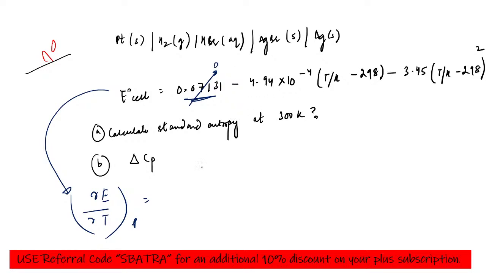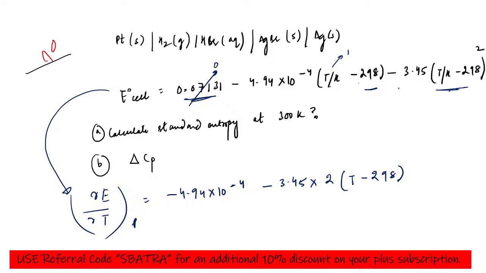This value is minus 4.94 into 10 to the power minus 4. This is your temperature in kelvins, minus 298, which is a constant value. If I differentiate, this gives you 1 and this gives you 0. So this is minus 4.94 into 10 to the power minus 4 minus 3.45. First I need to differentiate this part, which has a whole square, so 2 into temperature minus 298, then I have to differentiate the brackets.